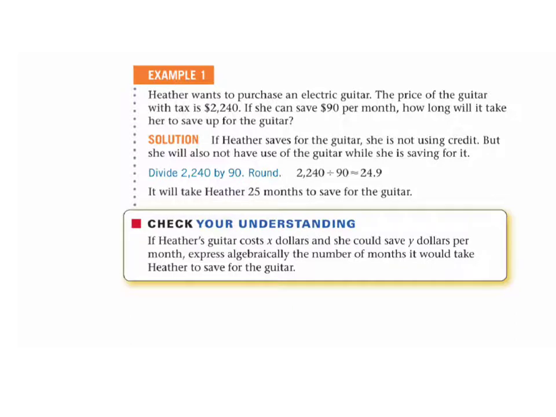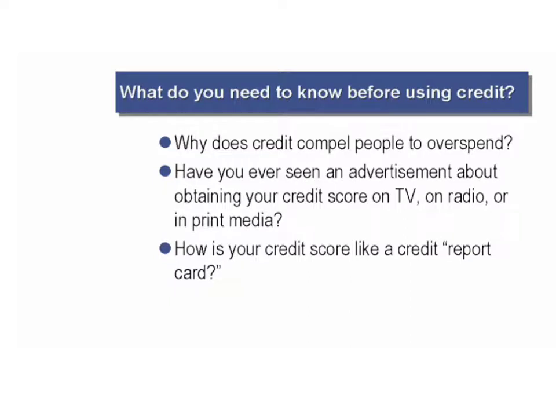Here is an example of what example 1 looks like in our text. Discussion topics that you want to be thinking about are: why do people overspend when they have credit? Have you ever seen an advertisement about obtaining a credit score on TV, radio, and print media? And how is your credit score like a report card? People make decisions about you based on your credit score, whether it reflects you or not. For instance, you can pay higher car insurance if you have a lower credit score than if you have a higher one.